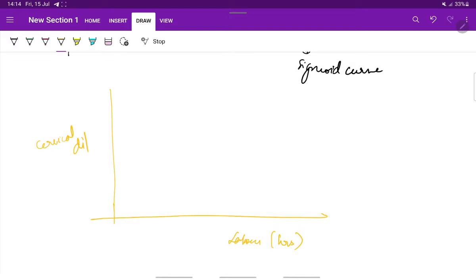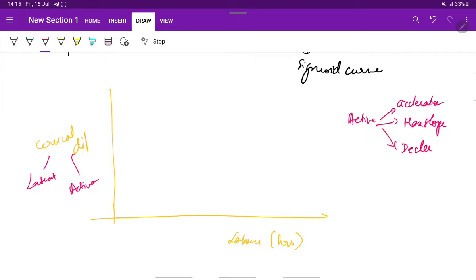So, the cervical dilation can be divided into a latent phase and the active phase. The active phase is further subdivided into 3 phases, which are the acceleration phase, the phase of maximum slope, and the deceleration phase. So, this is the latent phase, then comes the active phase.